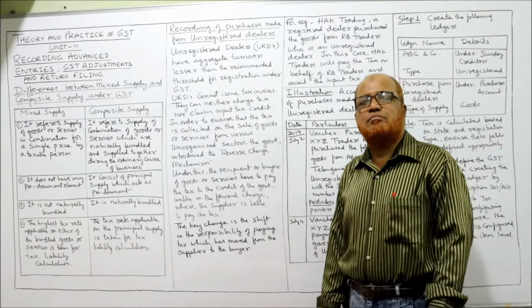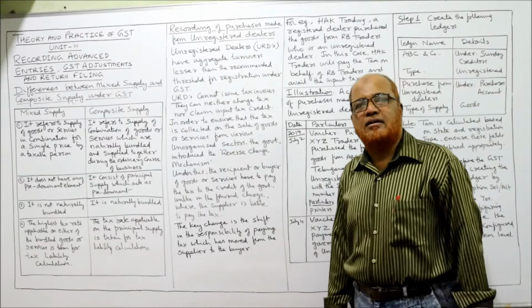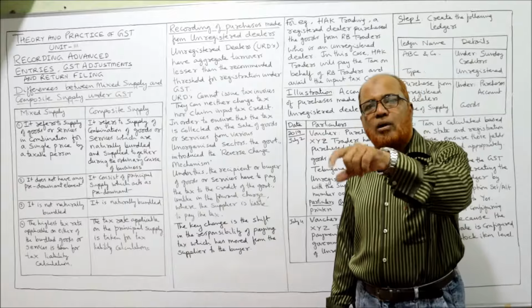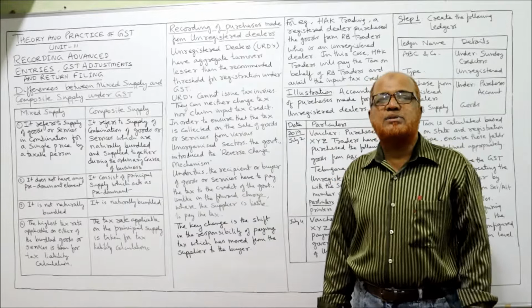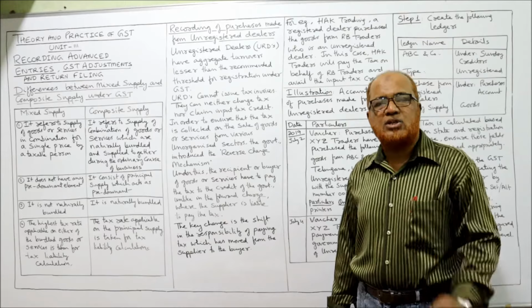Suppose the GST has made the threshold 20 lakh. If a person has a turnover of 20 lakh or more, they have to get themselves registered. This is called the threshold.